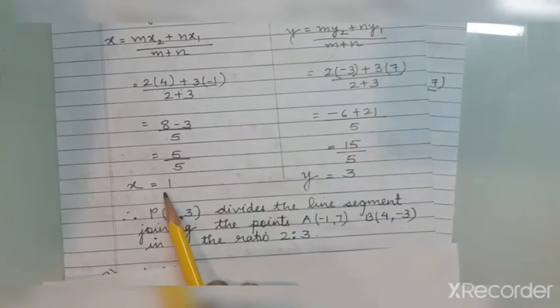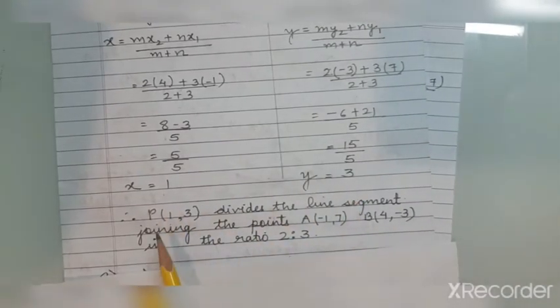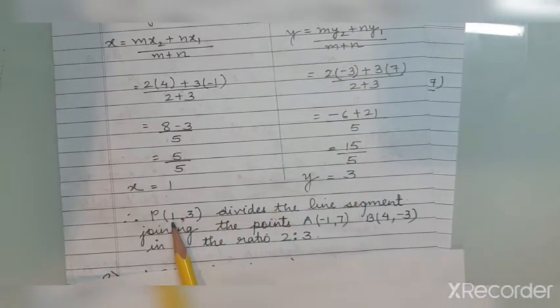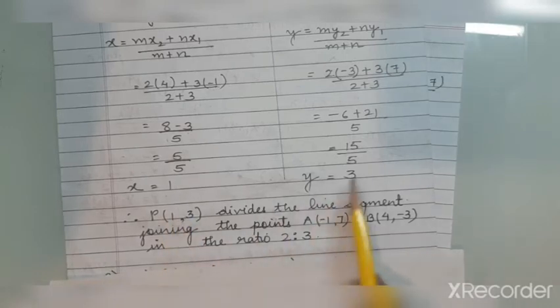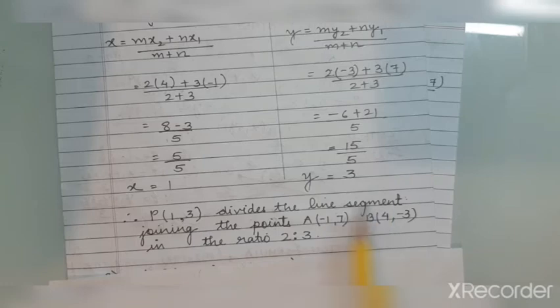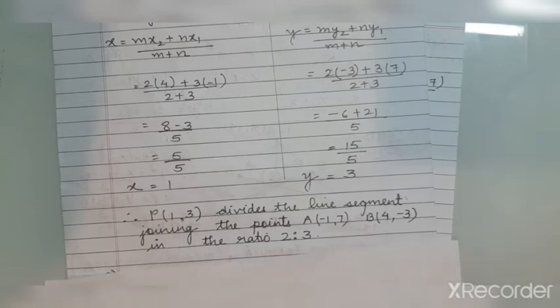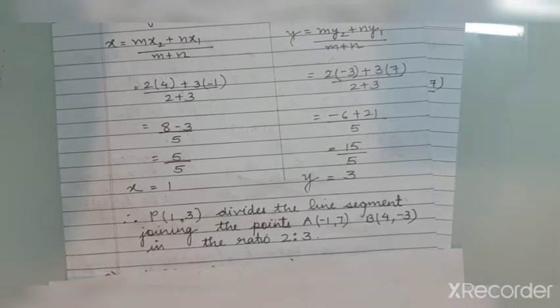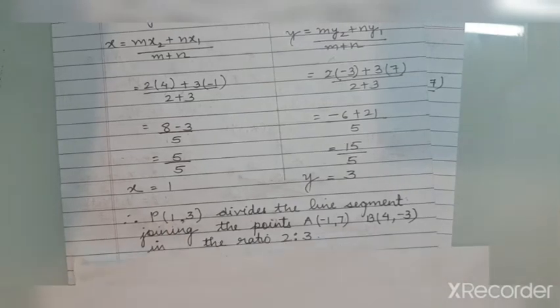Okay, now we have got x is 1 and y is 3. Therefore, the coordinates of the point P which we wanted are x as 1, y as 3. It divides the line segment joining the points A, B in the ratio 2:3. This final answer is important. Otherwise it is very simple if you learn the formulas. The first important thing is to learn the formulas.